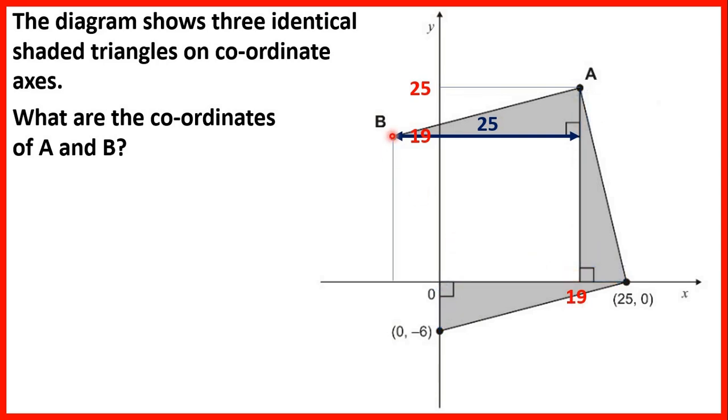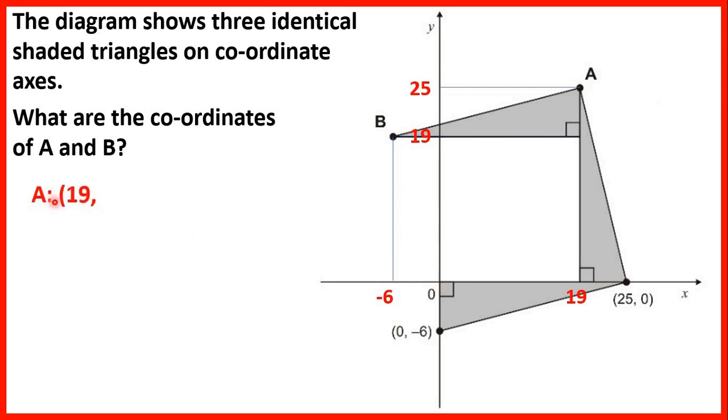Now, to find the x-coordinate of B, we know that the x-coordinate here is 19, so we need to find 25 less than 19. That's minus 6, because if we subtract 19 from 19, that takes us to 0, but because we want to subtract 25, after subtracting 19, we need to subtract 6 more.